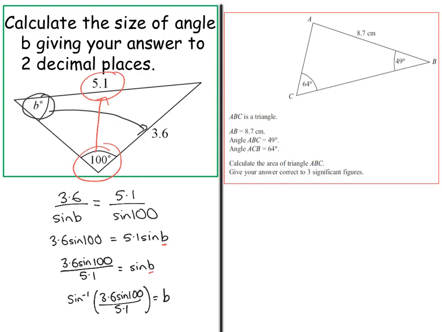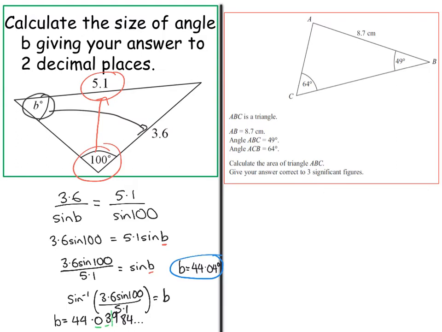And if you type that into your calculator, you will get that B is equal to 44.03984, which goes on and on and on. So if we were to round that to two decimal places, here's our decimal point, 1, 2. It's a 9 after a 3, so that means it's going to round up. So B is equal to 44.04 degrees to two decimal places.